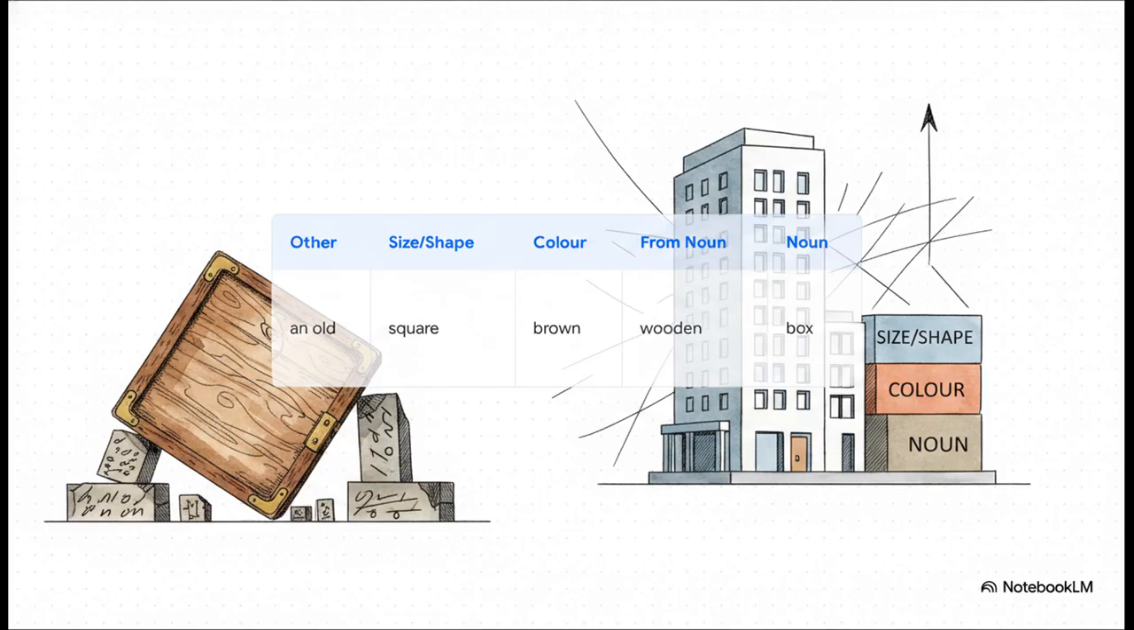We actually have to move from general qualities like size, shape, or weight, then flow into color, and finally end with adjectives derived from nouns or gerunds right before hitting the core noun itself. So it becomes an old, square, brown, wooden box. Try mixing that order up. Seriously, try it. It instantly feels like a building that's leaning completely to one side. The English language absolutely loves this specific structural progression.